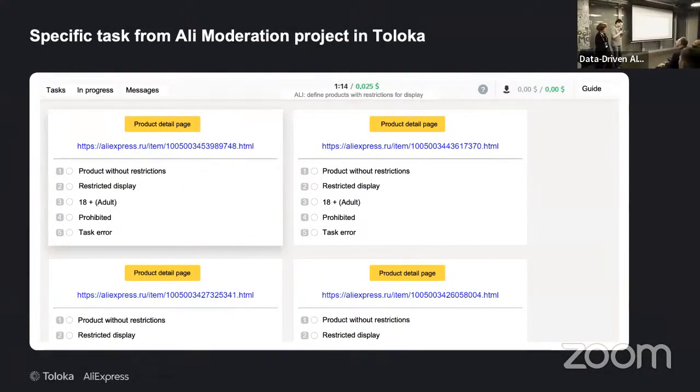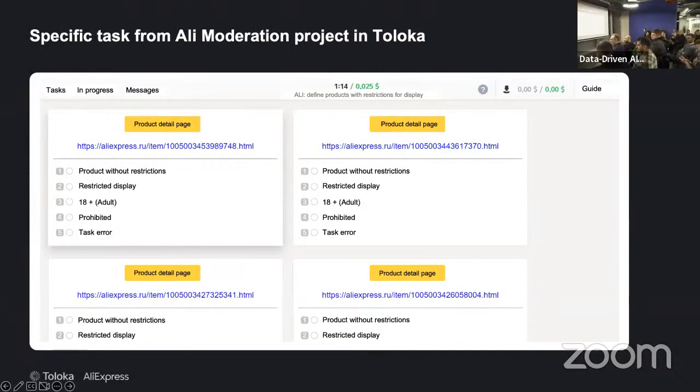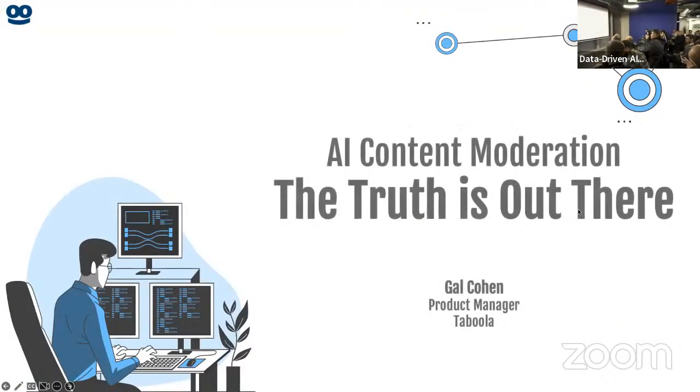We shifted our start a bit, and now we are out of time. Thank you very much, Elena. It was a great conversation. It was amazing. Thank you. All right, so we have our next talk, and let me just move the slides. And the next talk is by Gal Cohen.